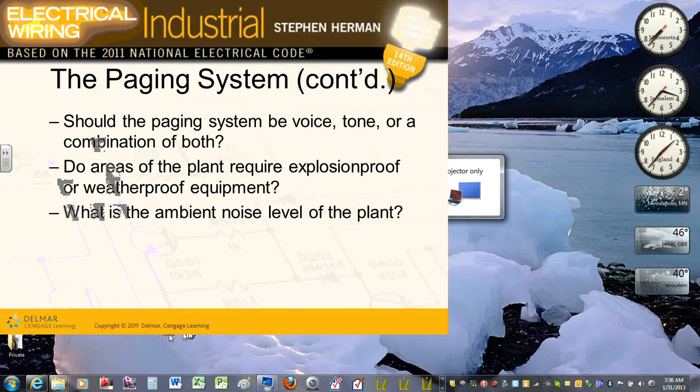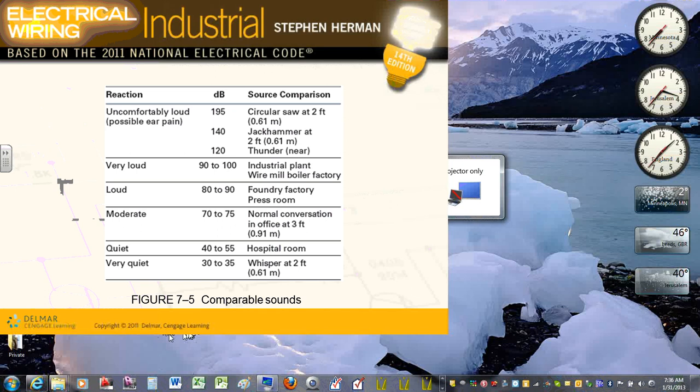Okay, so that's kind of to get you the idea, the ambient, they call it the ambient noise level, the ambient noise level. You have to know what the ambient noise level of the plant is. Here's a good example for you. I thought that was really cool.